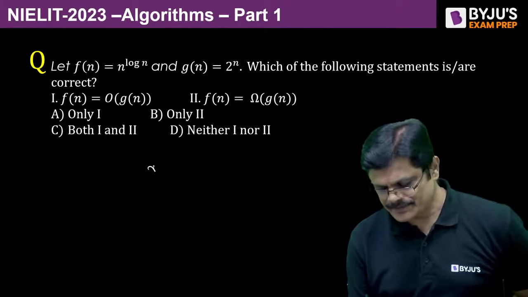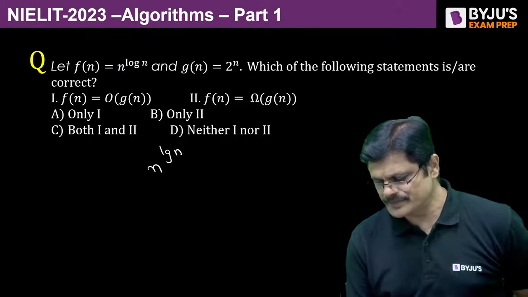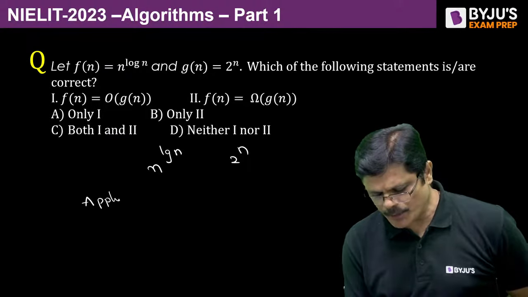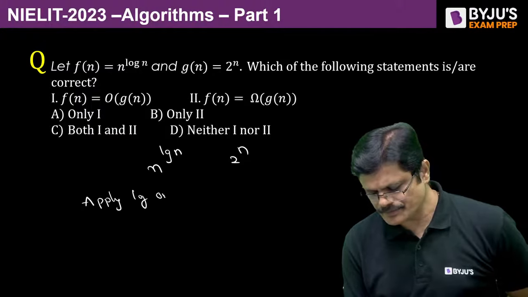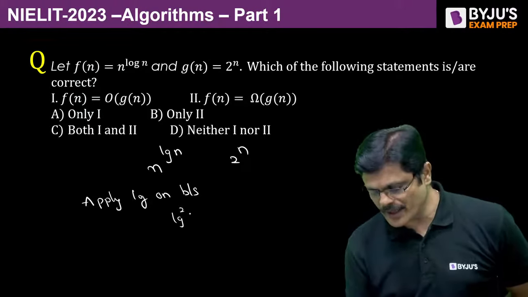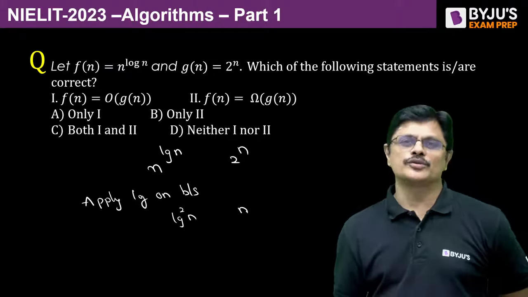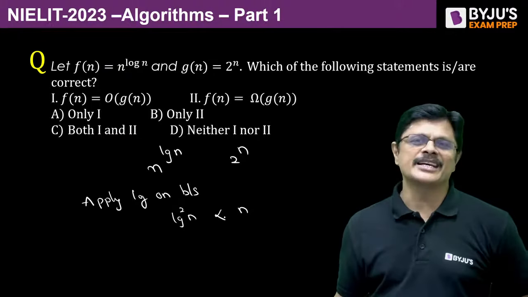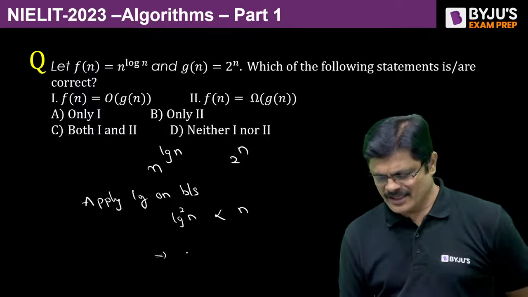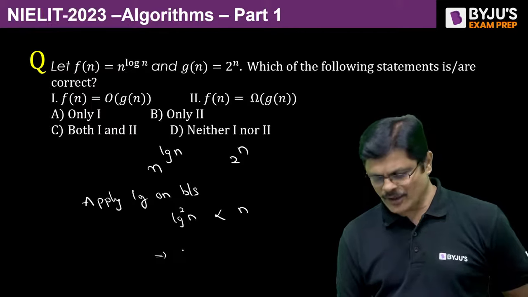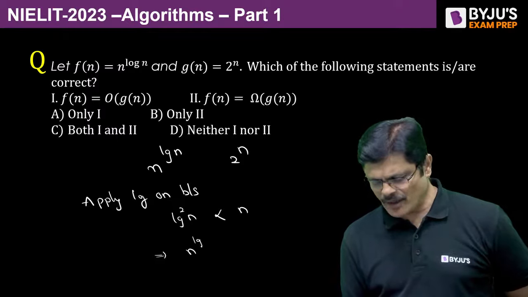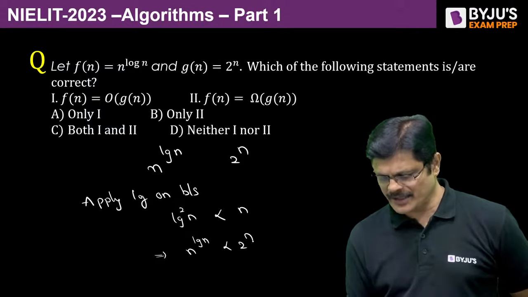Let us check again. n^(log n) and 2^n. Apply log on both sides. So you get log n times log n, which is log squared n, and it is n times log 2. Obviously log squared n is smaller than n. What does it mean? Log n times log n, log squared n, is smaller than n, correct? So obviously n^(log n) is smaller than 2^n.